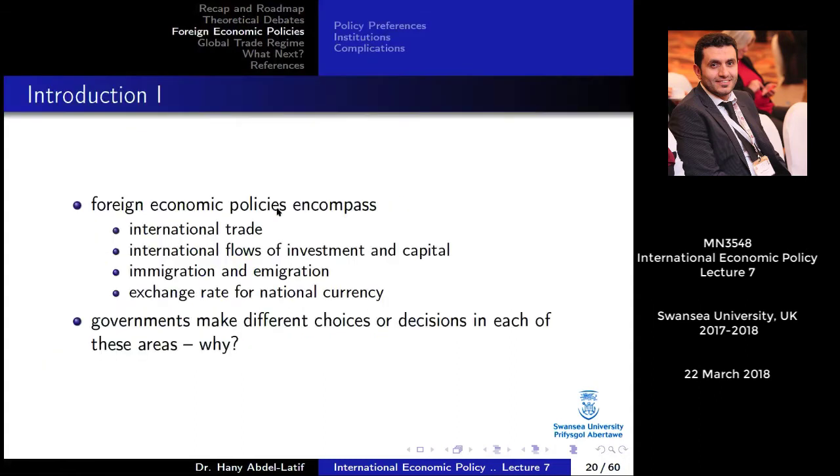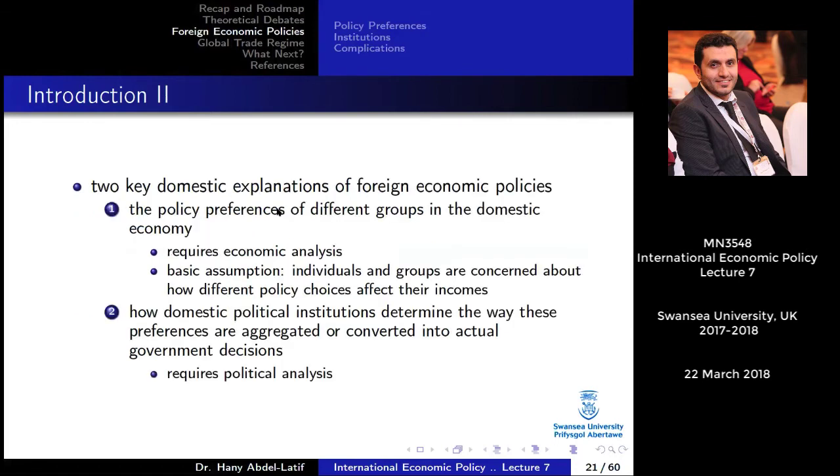So if we try to generalize this to not just trade, but to international or foreign economic policies, you will see that they include policies related to trade, investment, immigration, and exchange rate. So how are these policies determined? This is very important, because to analyze any of these economic policies, we are interested in trade in this lecture, but you can still use the same sort of analysis to understand other economic policies as well.